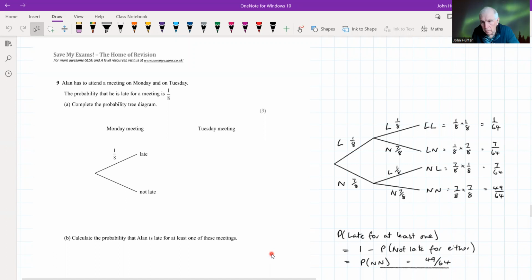So it's the sum. We could give the probability that he's late for neither, but the probability that he's late for at least one is going to be 1/64 + 7/64 + 7/64. That's 15/64ths. So that is what we should have. Okay, so write it there.